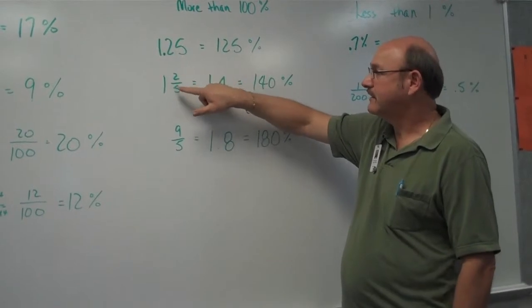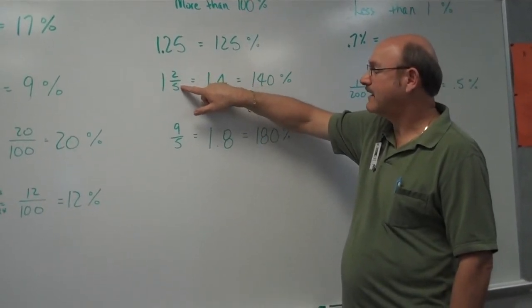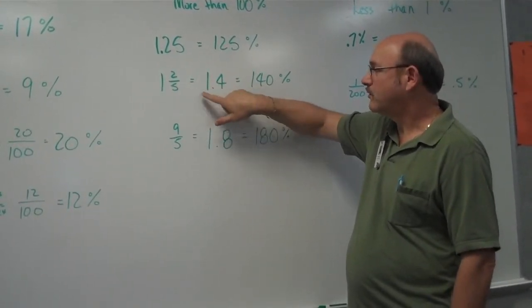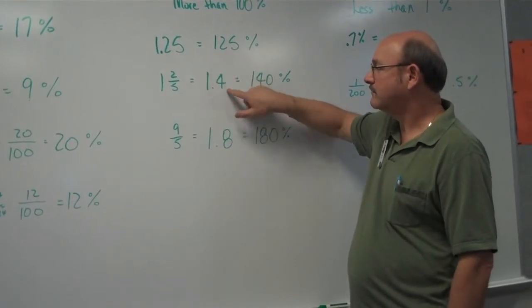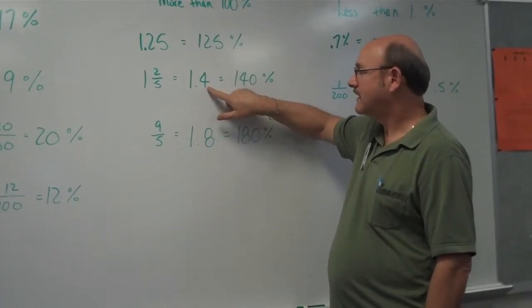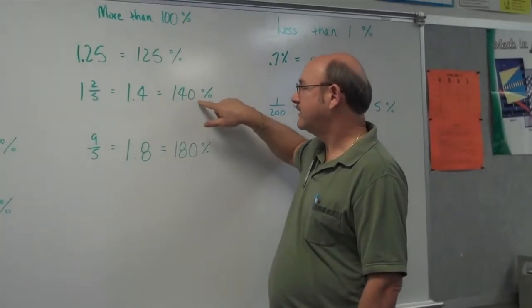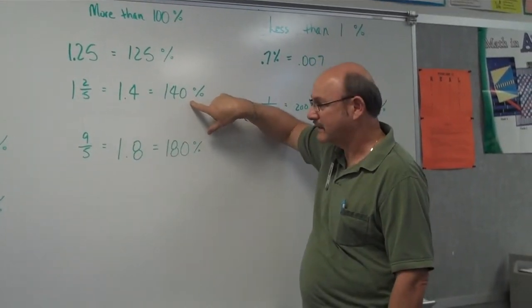We have 1 2/5. Well, let's make our 2/5 into a decimal. 2 divided by 5 is 0.4. So 1 2/5 is the same as 1.4. Move our decimal over 2 to make it a percent, we'd have 140%.